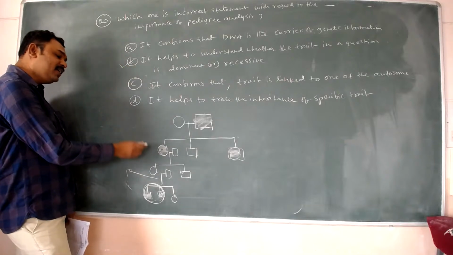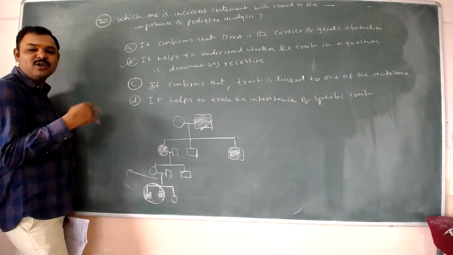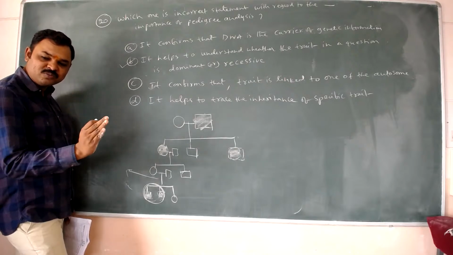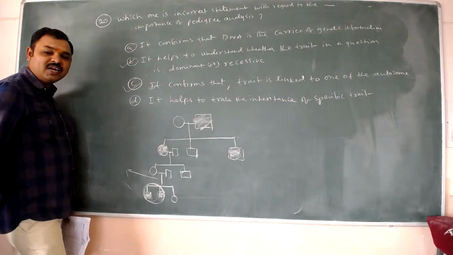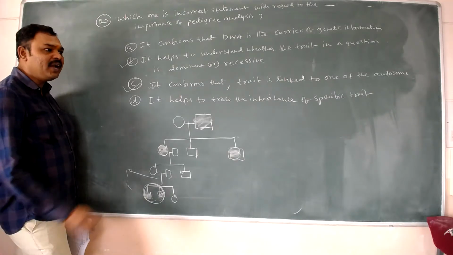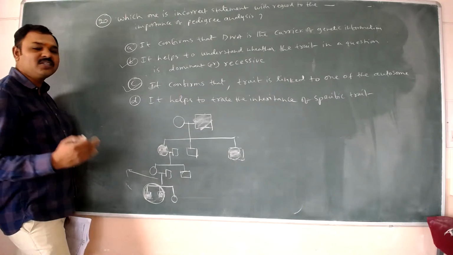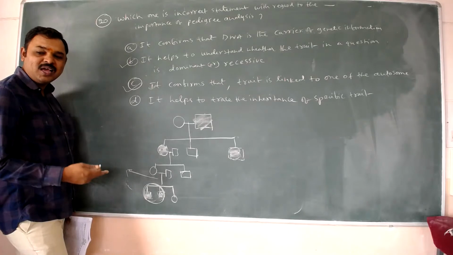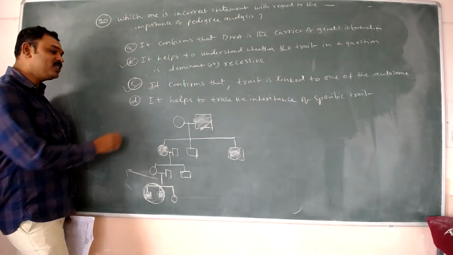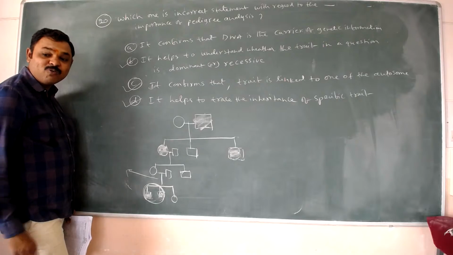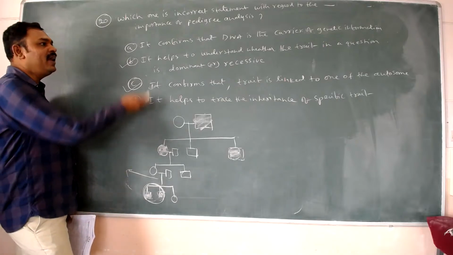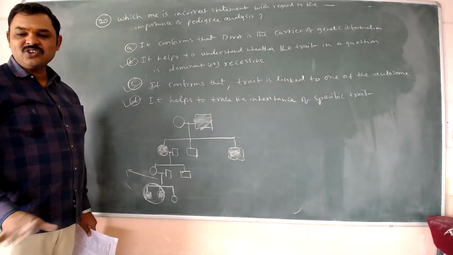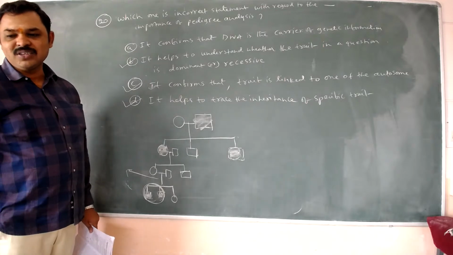And whether it is an autosomal disease or allosomal disease, whether the concerned gene is relevant to the autosomes or sex chromosomes, can be understood by pedigree analysis. It also shows inheritance of specific traits, like sickle cell anemia, hemophilia, color blindness. But what would not be studied? DNA. It confirms that DNA is a carrier of genetic information, but this pedigree does not prove that DNA is the carrier of genetic information.